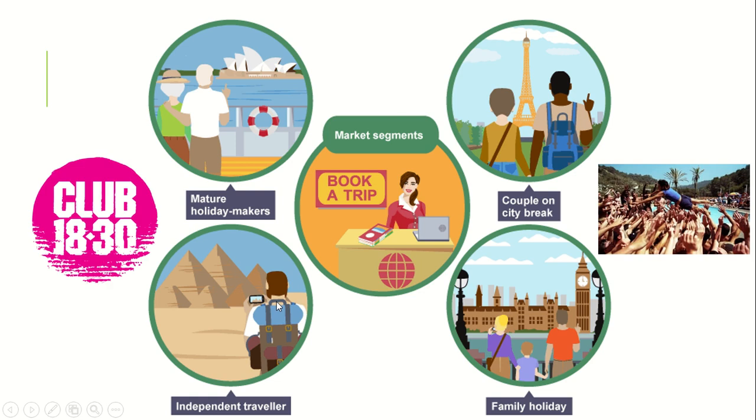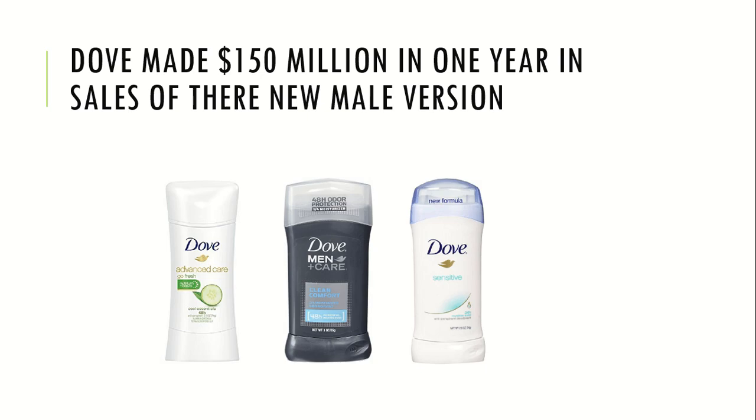Another one here is Club 18 to 30. If you're going to go to Malia or Magaluf, that's a party holiday. It could be Club 18 to 30. These two images represent that there. It's a totally different product from what you maybe offer mature holidaymakers. So a different marketing mix as well there.